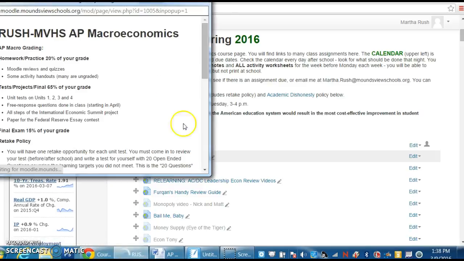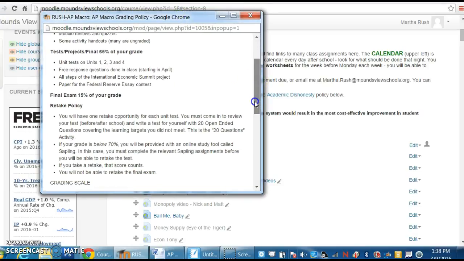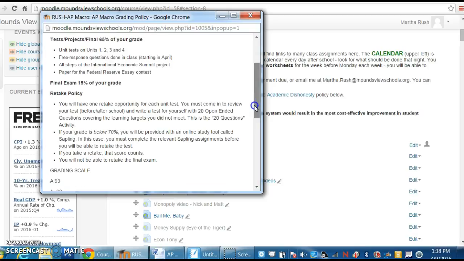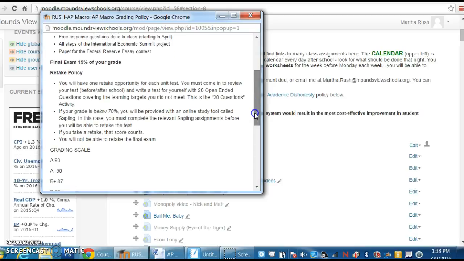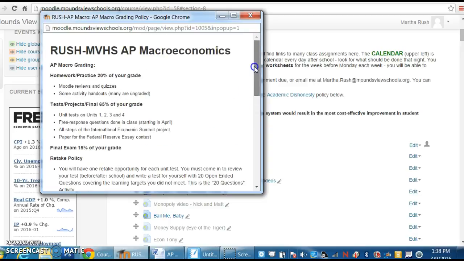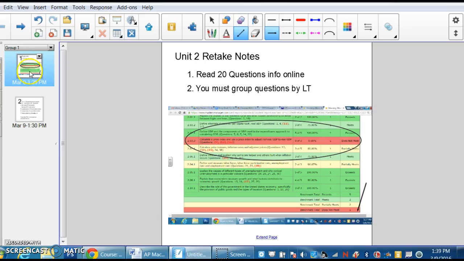So if you click on this, it shows you the grading policy and explains very clearly that you'll have one opportunity to retake each test, that you must come in and review your test and write the 20 open-ended questions, and that if your grade is below 70%, you must also use Sapling. It also clarifies, again, that if you take a retake, that score counts, not your previous score, and there's not an average. So that's the first point, is that you must read that information online.